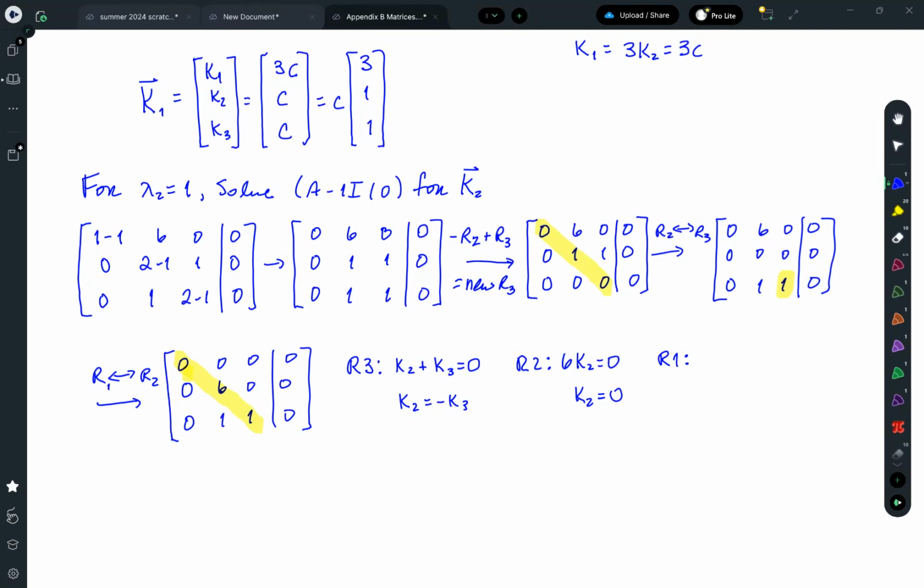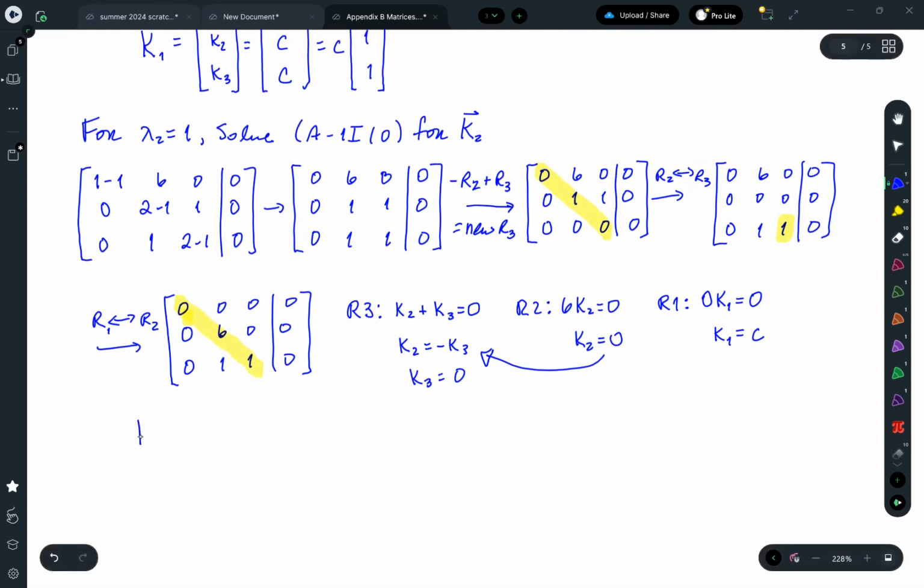But I already have information about K3. There's a 1 in the K3 position in row 3. But in row 1, I have nothing for K1. So what I have in row 1 is 0K1 is equal to 0. That means that K1 can be anything we want it to be, K1 or C. But with K2 equal to 0, that means K3 is equal to 0, because K3 is equal to a negative of K2.